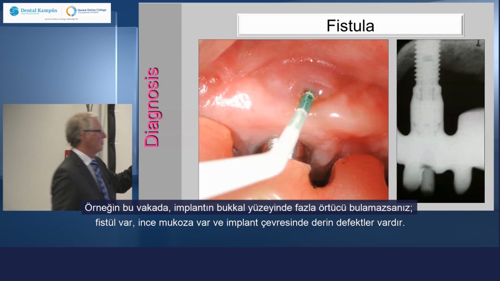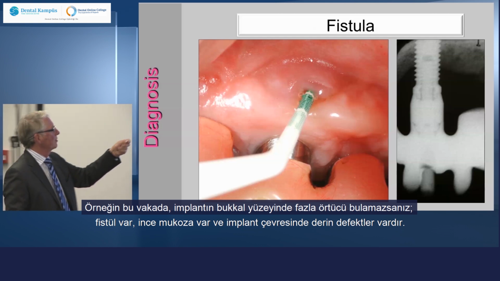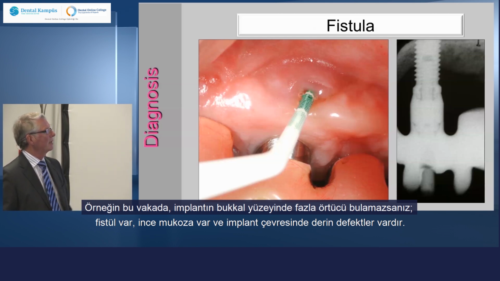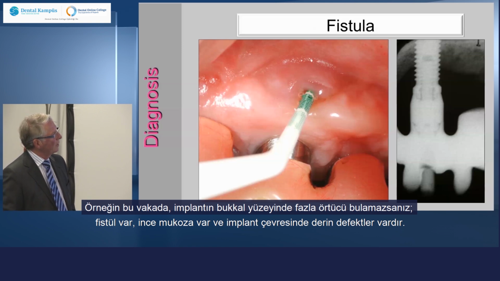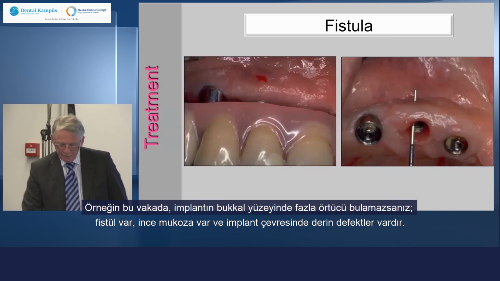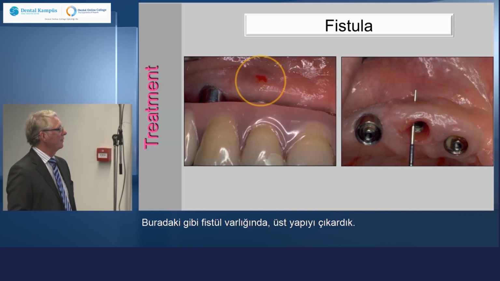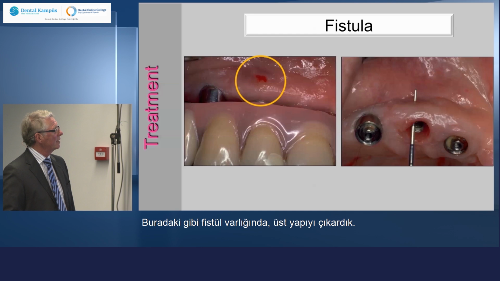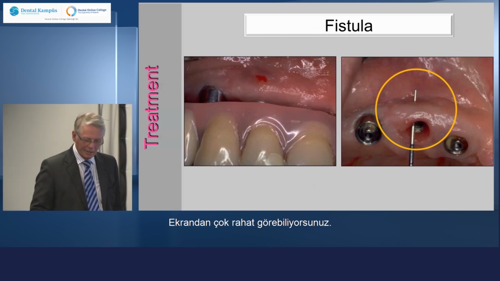This is a case where you do not have so much covering of the buccal area of the implant, but still we have a fistula, we have a thin mucosa, and we have this quite deep defect around the implant. Fistulas could be dealt with in different situations, like this one here where you have a fistula. We take off the superstructure. You can see it very easily like that.